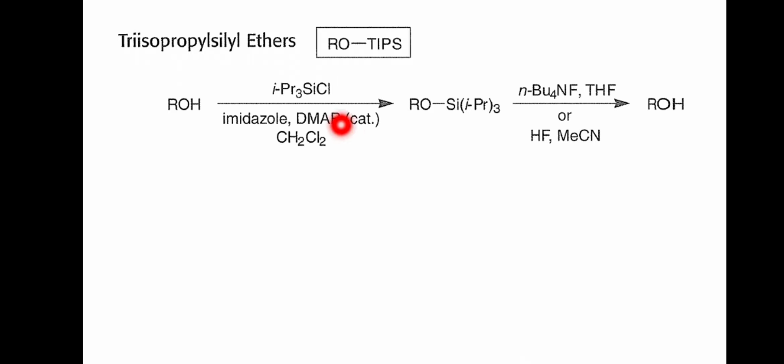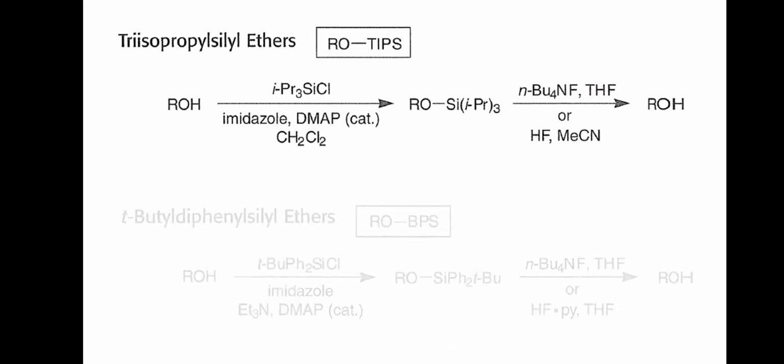Okay, another silyl protecting group is called TIPS, triisopropylsilyl. So silicon is attached to three isopropyl groups. Imidazole is used as a base. Again, for the deprotection you use TBAF.